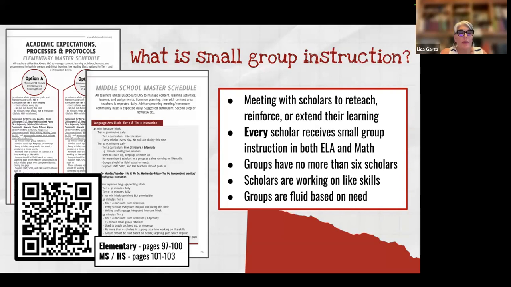Let's look at PLA's academic playbook by scanning the QR code on the screen. From there, go to either pages 97 to 100 if you're an elementary teacher, or pages 101 to 103 if you teach middle school or high school. These pages detail how to schedule for small group instruction and the PLA small group instruction expectations. I'm going to give you 5 minutes to read over scheduling expectations and how small group instruction is defined at PLA.